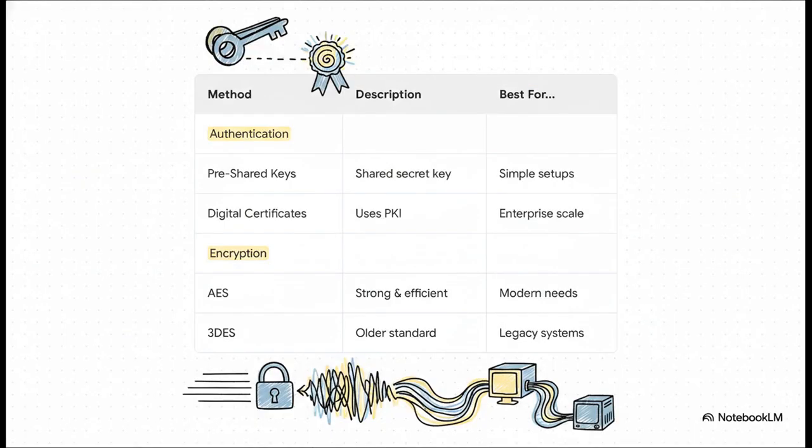For authentication, which is just proving you are who you say you are, you can use pre-shared keys. That's basically a shared password. It's simple, but it doesn't scale well. For bigger setups, digital certificates are the way to go. They're more complex, sure, but they're much more robust for a big enterprise. Then for encryption, the actual scrambling of your data, AES is the modern gold standard. It's super strong and efficient. You might still see 3DES out there, but that's really just for connecting to older legacy systems.